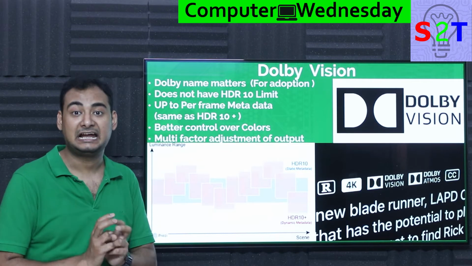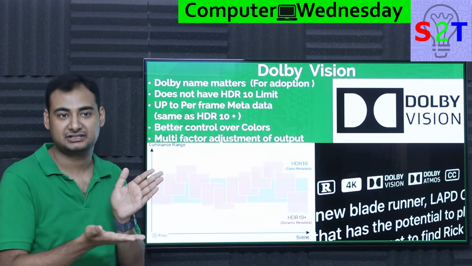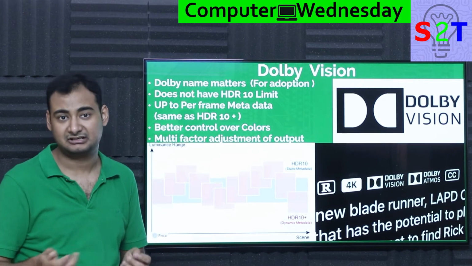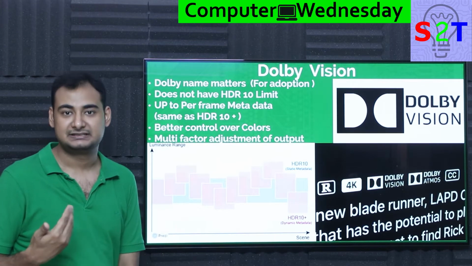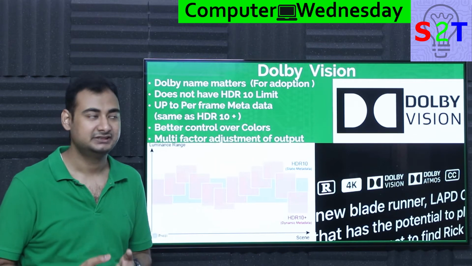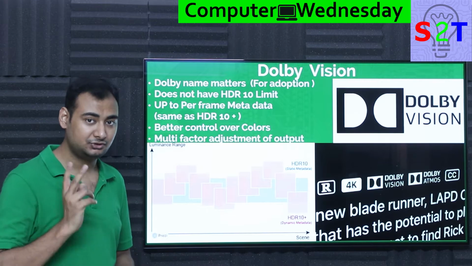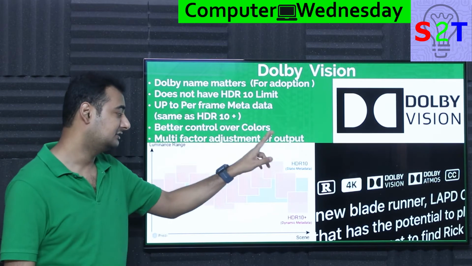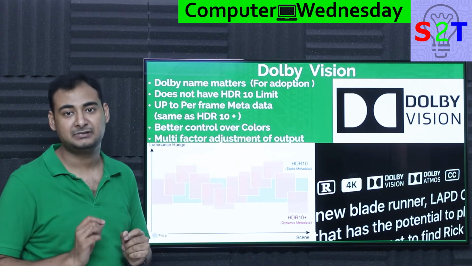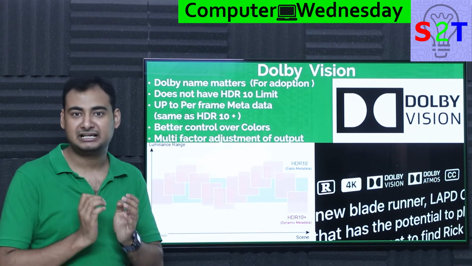So HDR10 had that limitation. Yes, let's say for Dexter Blu-ray, you will have one metadata, and for Big Bang Theory, you can have different metadata. But in most scenarios, you can have scenes that are changing, scenes that require different kinds of dynamics, and that will not be helped. So two standards were created. One is Dolby Vision and another is HDR10 Plus. Now the idea with this is dynamic metadata, aka every frame can have its own metadata.